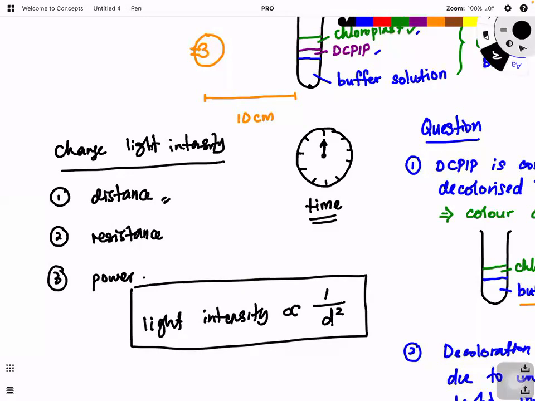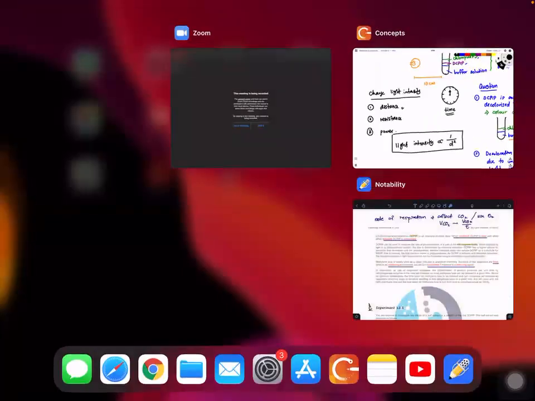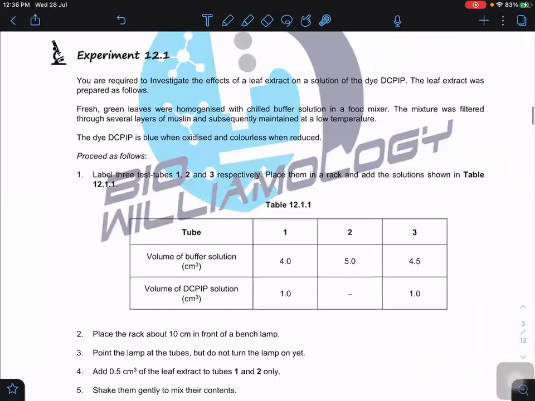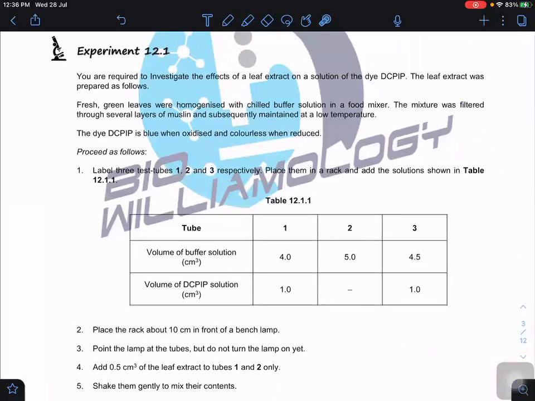Okay, so let us go back to our notes here, the handouts. So this experiment, again, we can't do it. I'll just go through it with you first. There is no need to put in the data, but we can answer some of the questions.